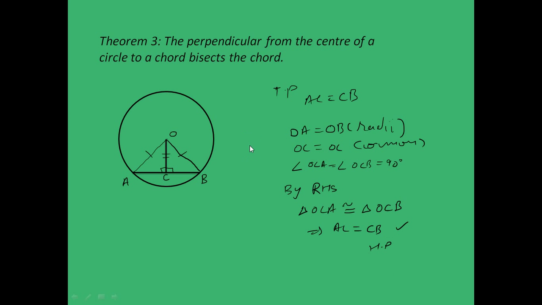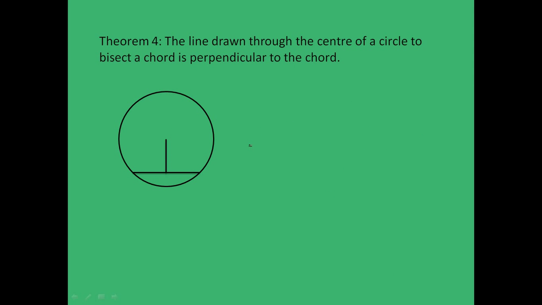Right? Now we will look at theorem number 4, which is simply the converse of theorem number 3. It states the line drawn through the center of a circle to bisect a chord is perpendicular to the chord. Again, we start off by naming the points like the last one.